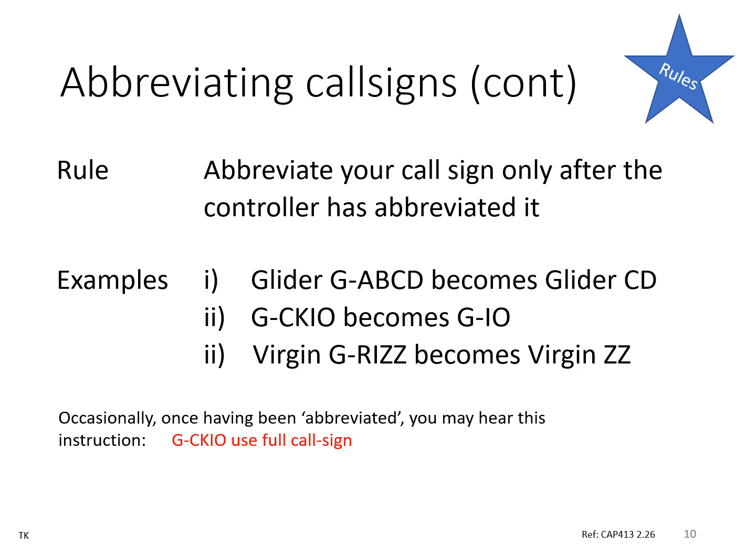Occasionally, once having been abbreviated, you may hear an instruction like this: Golf Charlie Kilo India Oscar, use full call sign. And that generally means that there are two Golf India Oscars on frequency, and it's important to distinguish between them.